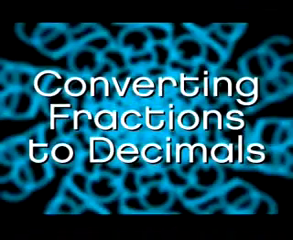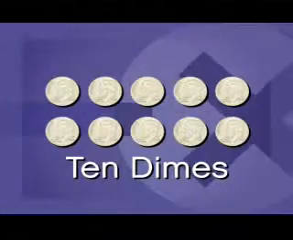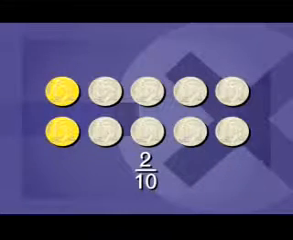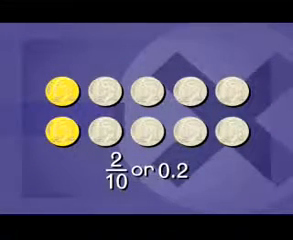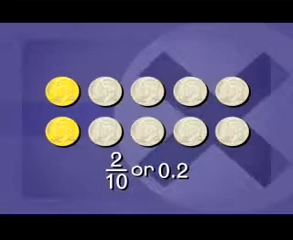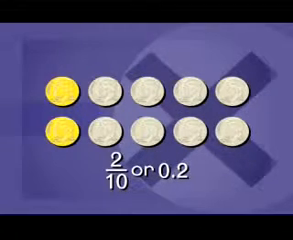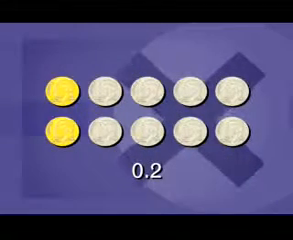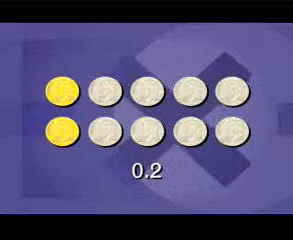Converting fractions to decimals. Guess what? We can convert fractions into decimals. Here we have 10 dimes. 2 dimes is 2 of 10 or 2/10. We can write this as a decimal because we know that the tenths column counts tenths. So a 2 in the tenths column is equal to 2/10.